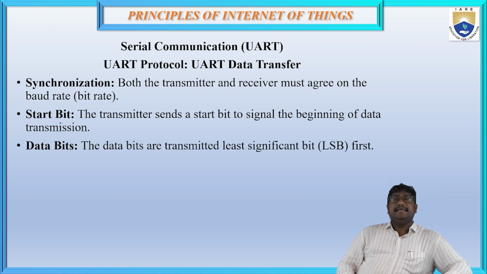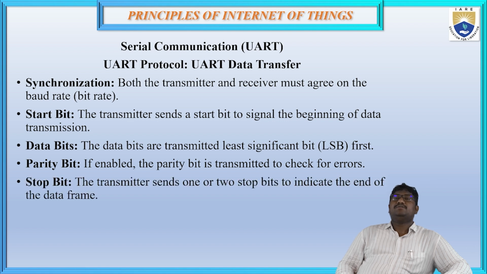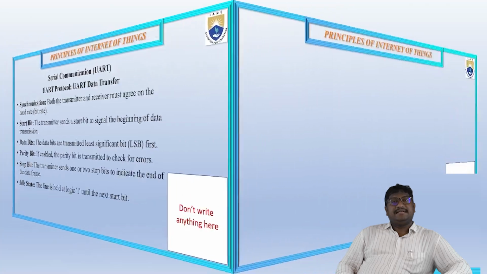Data bits, here the data bits are going to be transferred LSB first, which is least significant bit first. Parity bit, if it is enabled, the parity bit is going to be transferred and used to check the errors. Stop bit, the transmitter is going to send 1 or 2 more bits to indicate the end of the data frame. And in the idle state, this line indicates logic 1 and waits for the next start bit.